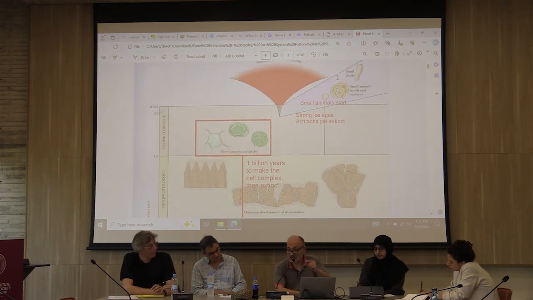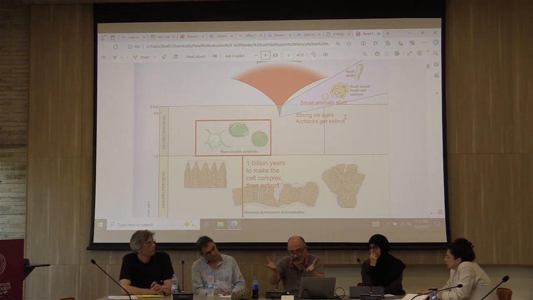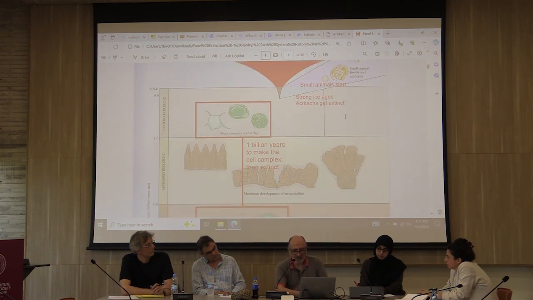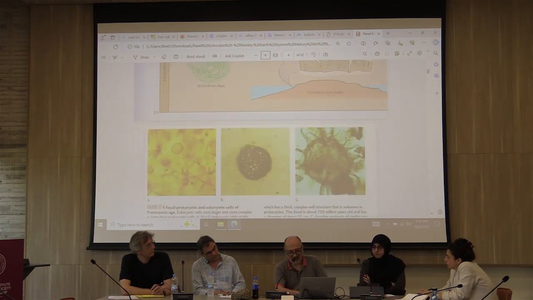What's the advantage of that? We got small animals. The first small animals started after these very strong ice ages. They were so strong to the point that we can say that most of the Earth was engulfed by ice, except for some places around the equator. I'm talking always in simple terms. Okay. What do we mean by complex cell? That's an example.